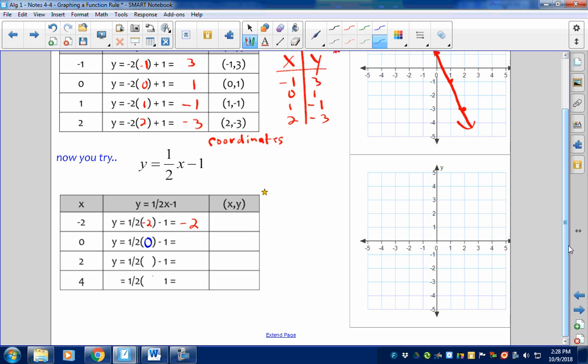This is 0. Half of 0 is -1. And then half of 2 is 1, and 1 minus 1 is 0. And then half of 4 is 2, and 2 minus 1 is 1. So there are the 4 coordinates. Plot -2, -2. 0, -1. 2, 0. And 4, 1. And it would be fine to connect these.